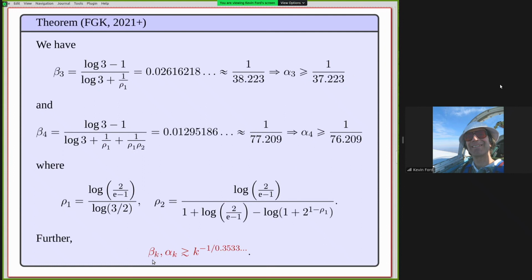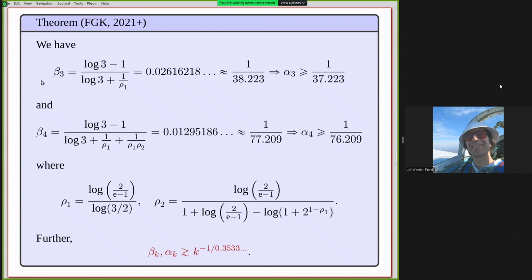Also, as I mentioned before, when k is large, we get something like a lower bound of the size k to the minus 1 over 0.3533, that specific number, which for large k also improves the Meyer-Tenenbaum results. Right, now to speak about how we arrived at these, we have a procedure now to evaluate beta k for any k.